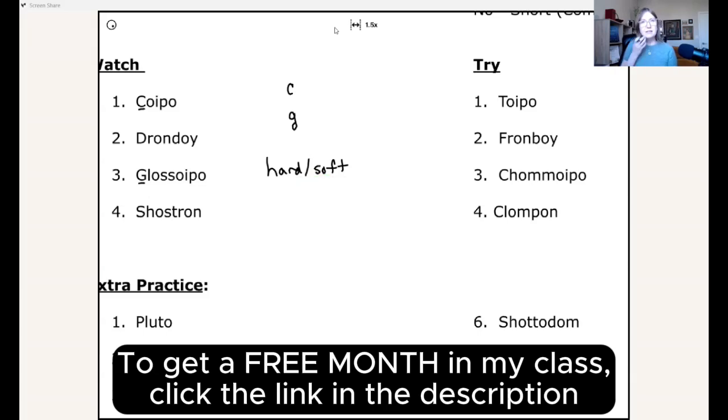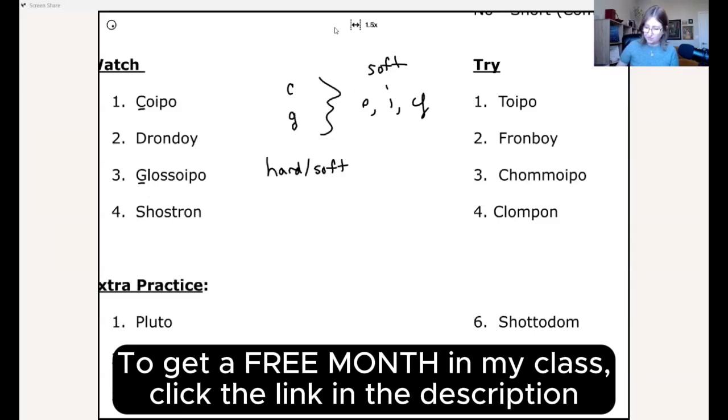The hard sound sounds hard. It's made with the back of the tongue kicking off against the back of the throat, like k or g. The soft sound sounds soft. It's a softer sound. So C says S for its soft sound, and G says J for its soft sound. So hard C, k; soft C, s; hard G, g; soft G, j. Now, these will only make their soft sound when the next letter is an E, I, or Y.